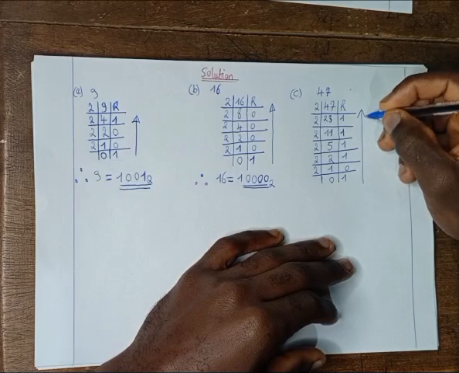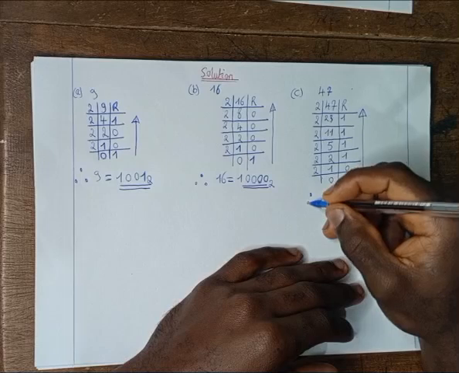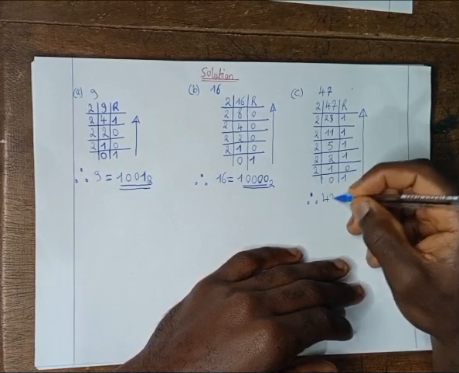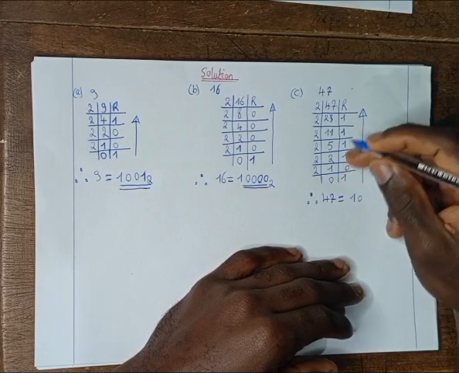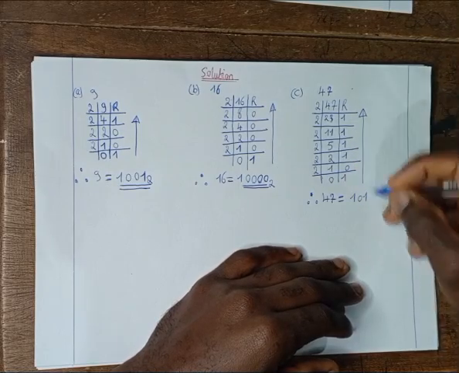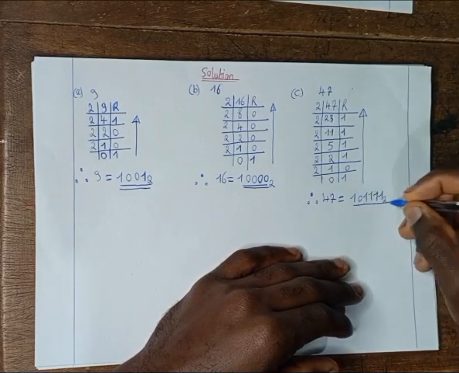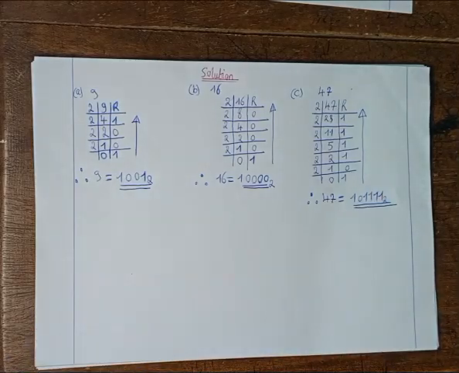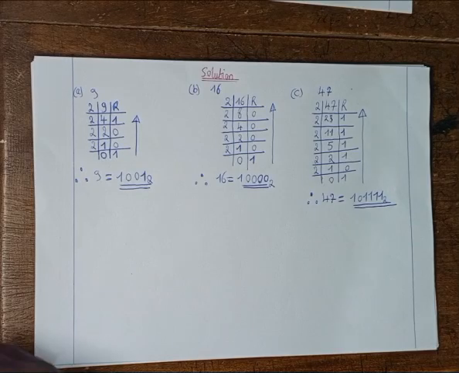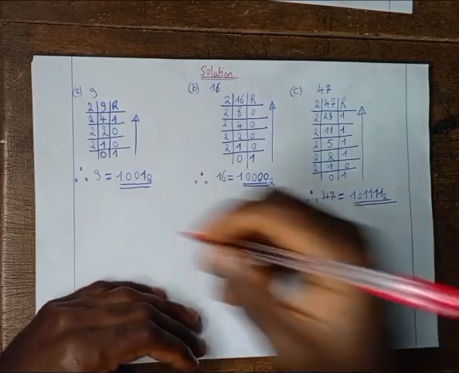Then we copy the remainders from bottom to top. Therefore, 47 in base 2 is simply equal to 1, 0, 1, 1, 1, 1. Then we must write the base, subscript 2. We are done. So that's how we convert from base 10 to base 2. Now let's take conversion from base 2 to base 10.